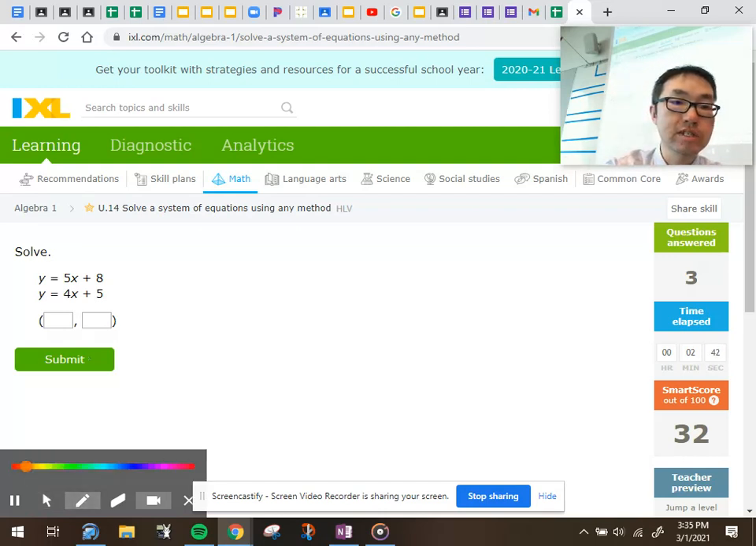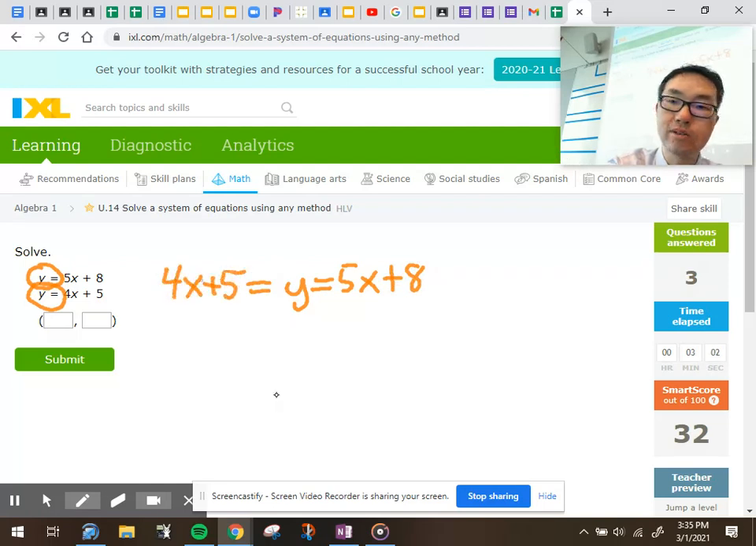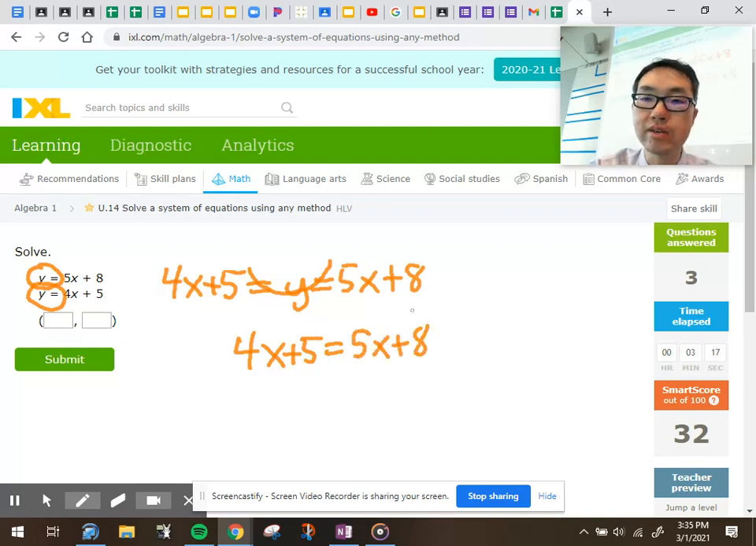Big thing I want to focus on is this y equals part. Since both of them equal y, I'll write it out. y equals 5x plus 8. Since equality can be left, right, right, left, it doesn't matter. I can put 4x plus 5 on this side and say y equals 4x plus 5, y equals 5x plus 8, and then just eliminate the y. I don't need this anymore. y was like a bridge. So now I'm just saying 4x plus 5 equals 5x plus 8, and then I solve that equation.